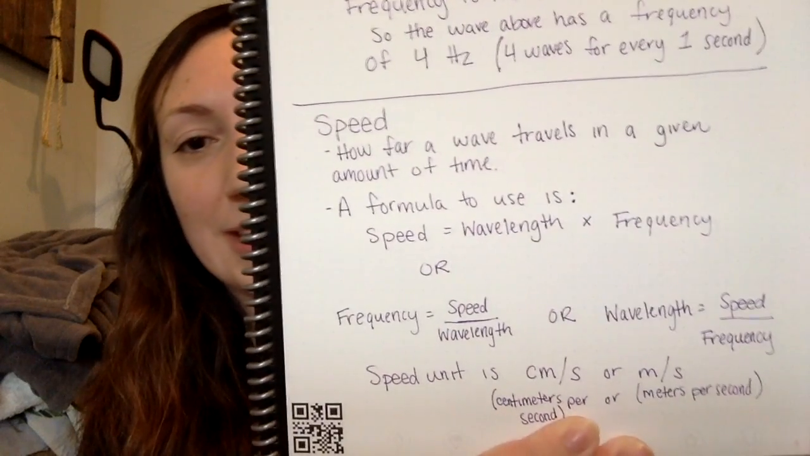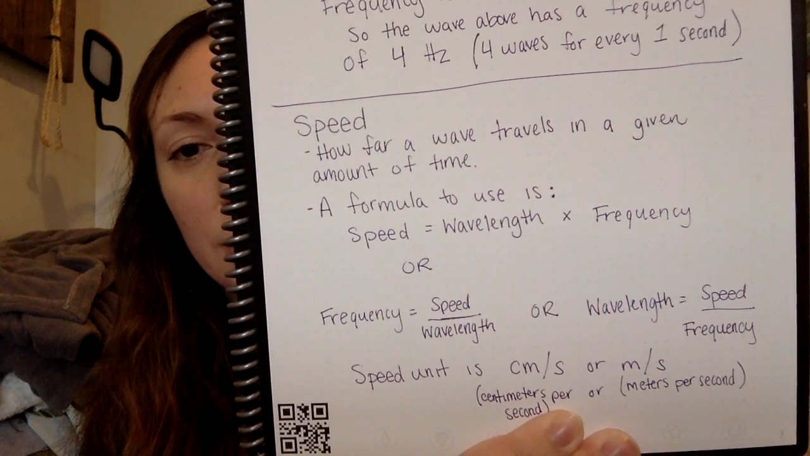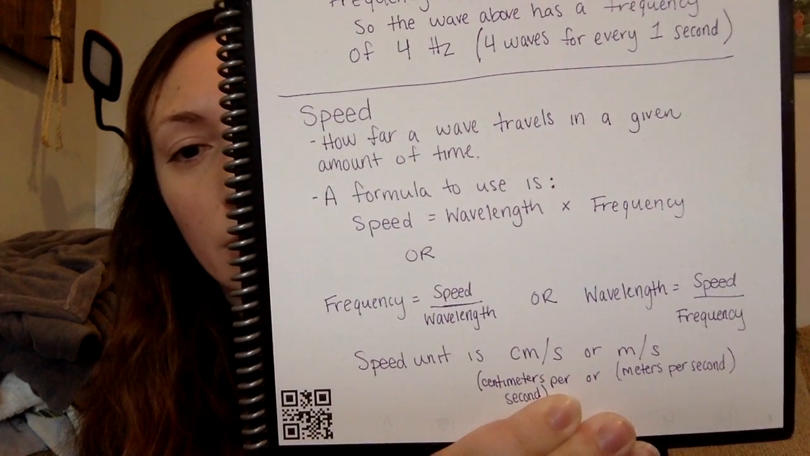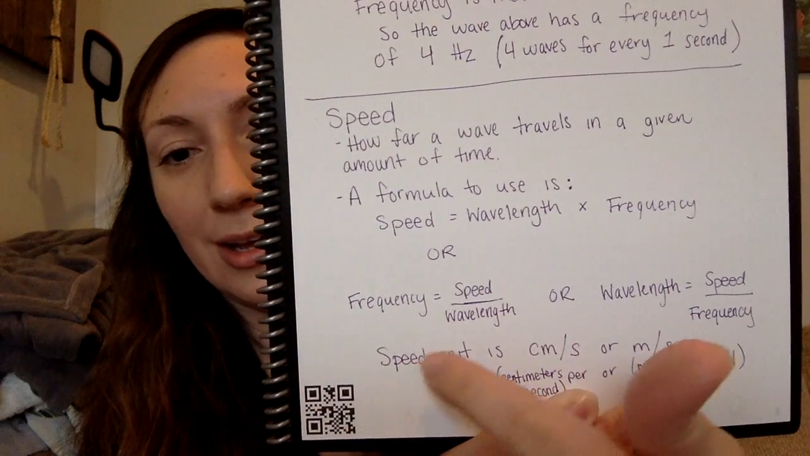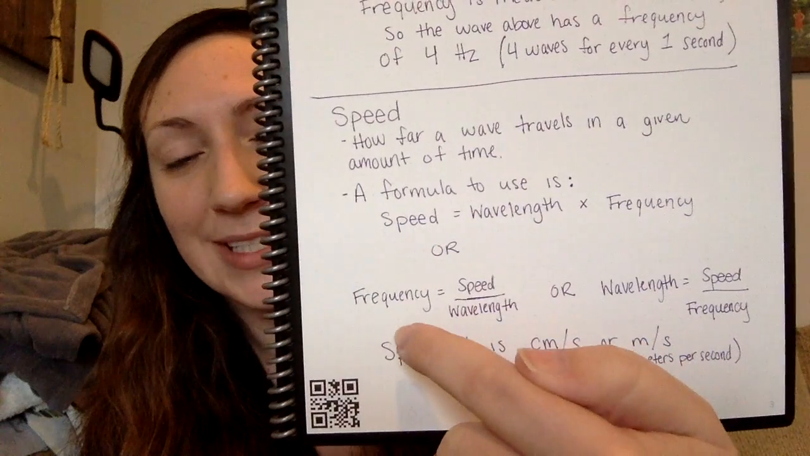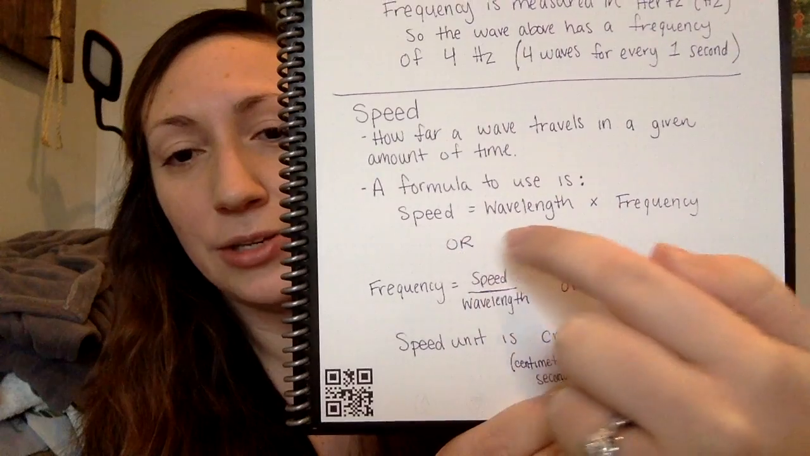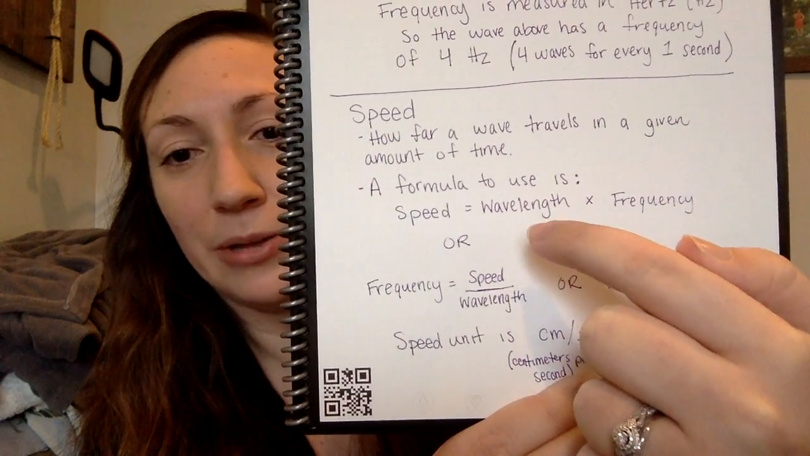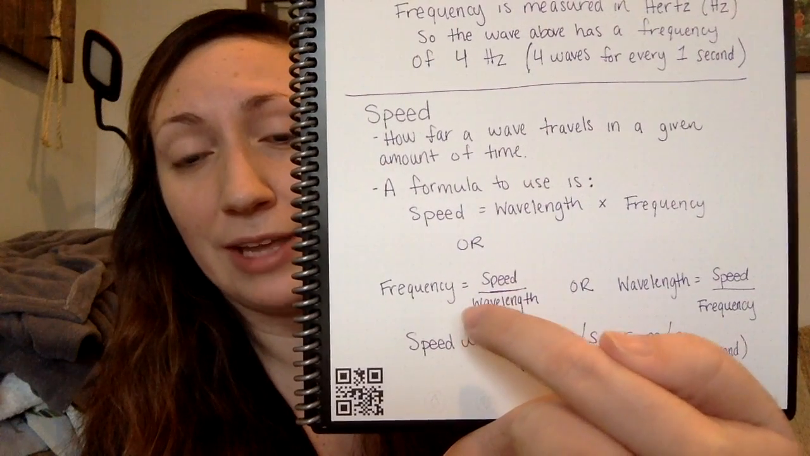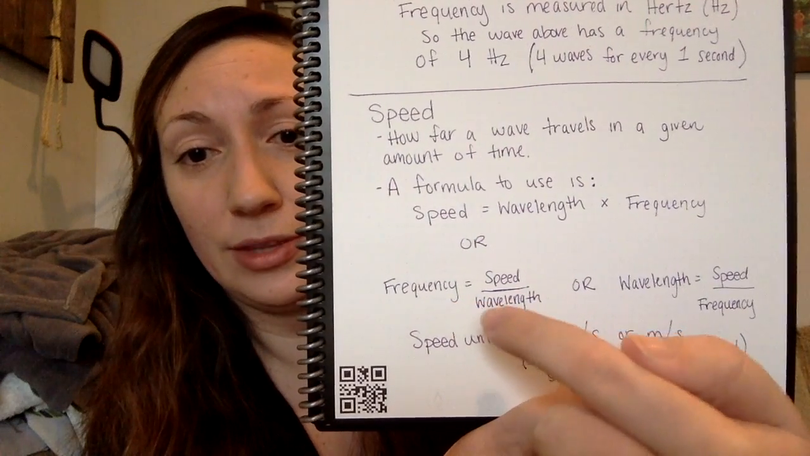So speed says how far a wave travels in a given amount of time. A formula that you can use is speed equals wavelength times frequency. Now say you know the speed and the wavelength, but you don't know the frequency. What you can do is manipulate this equation so that you can figure out frequency, and it's speed divided by wavelength, and that'll tell you your frequency. So if you didn't know that, that's how you can figure it out.